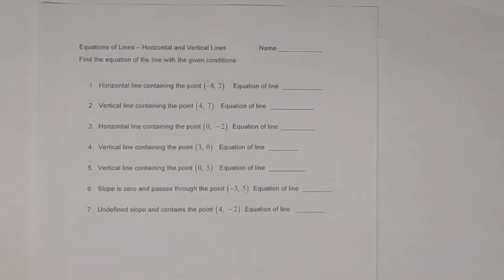On this worksheet, we're going to find the equations of horizontal and vertical lines. And these are special cases from a previous lesson. In the previous lesson, you learned how to find equations of lines, and for the most part we used the point-slope formula. And we also talked about the slope of a horizontal line and the slope of a vertical line.